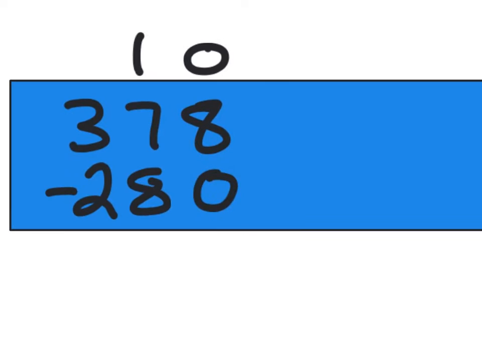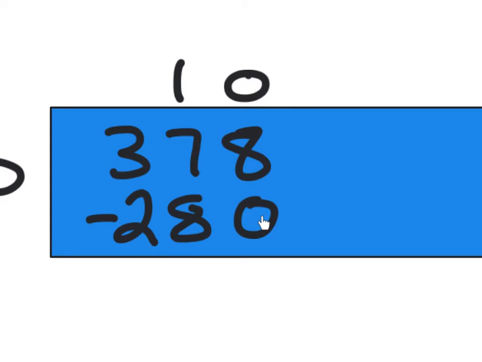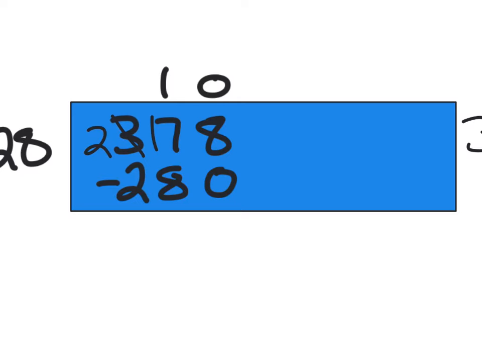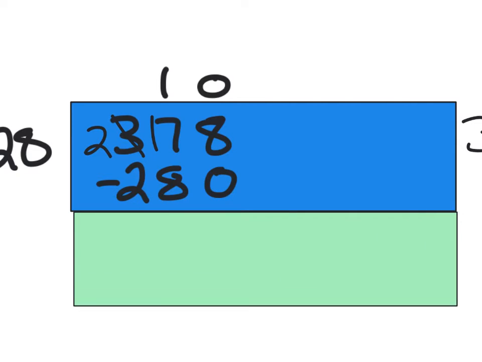But before I do, I got to look for trouble coming. Clearly, I have no trouble here. I do have trouble coming here, though. So I'm going to borrow from the 3, turn that 3 into a 2, and turn the 7 into 17. And now I no longer have trouble coming, so I'm ready to add my next area box. And I'll do that right here. Plug that in right there. And next, I'm going to subtract.